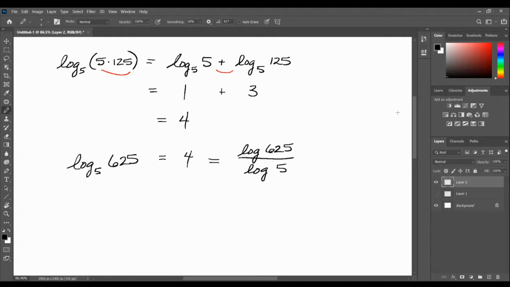So I like to make things as simple for myself as I can, and the product rule does a pretty good job of that with this problem. Let's try a different one.